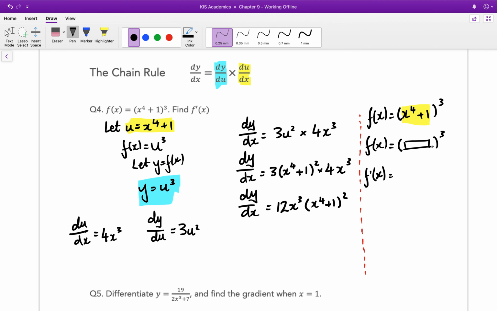So if I wanted to differentiate this, I bring the 3 to the front, and then I subtract 1 from the power. So then I end up with 3 multiplied by the box to the power of 3 minus 1, which is 2. And then once I do this step, I have to multiply by the derivative of the box. So this little dash here is another symbol we use for derivative.